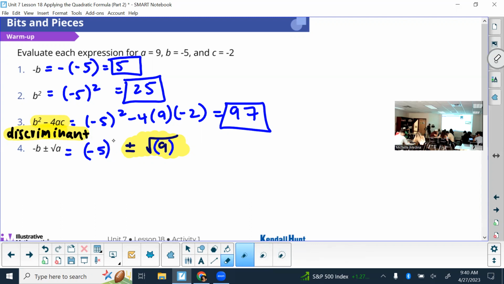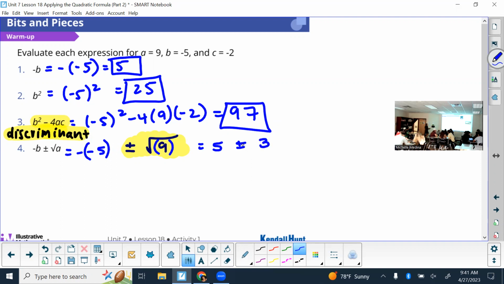No. What is it missing? A negative outside the parentheses, because it's negative B. If you plug in a negative, what happens? It will become a positive, and then plus or minus the square root of 9. Is 9 a perfect square? Yes. And the plus or minus is already in the quadratic formula, so you don't have to worry about forgetting it, because it's in the formula. And then you just need to solve for both cases.